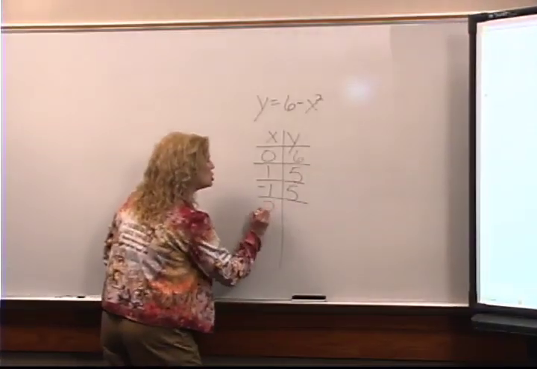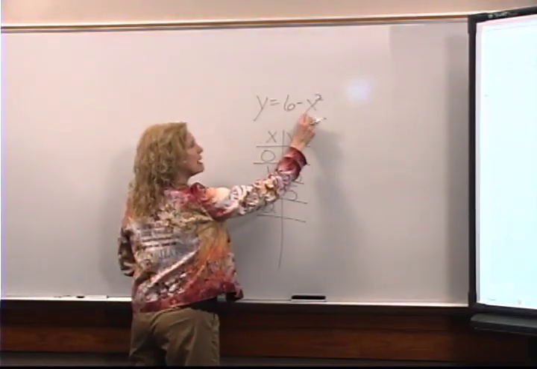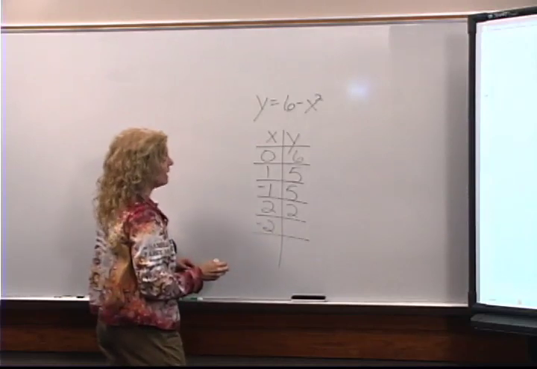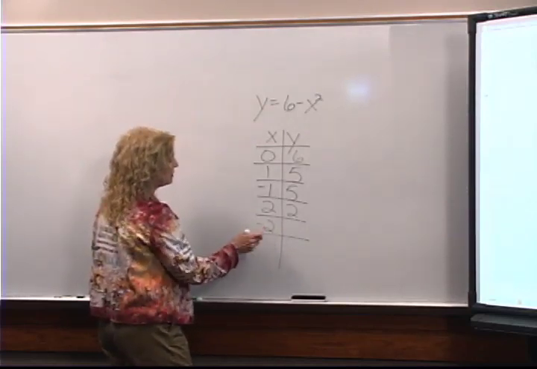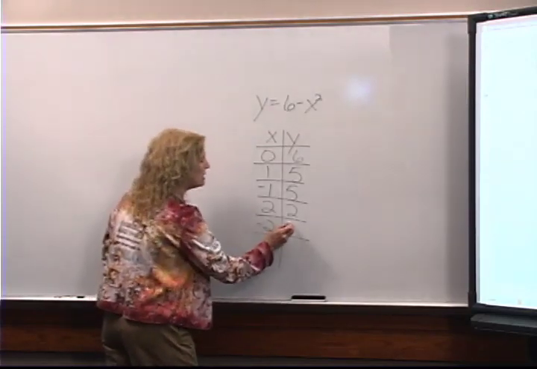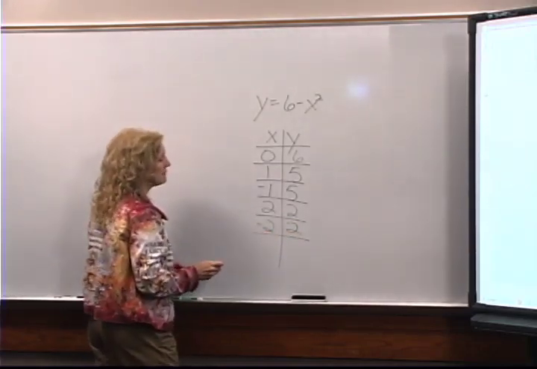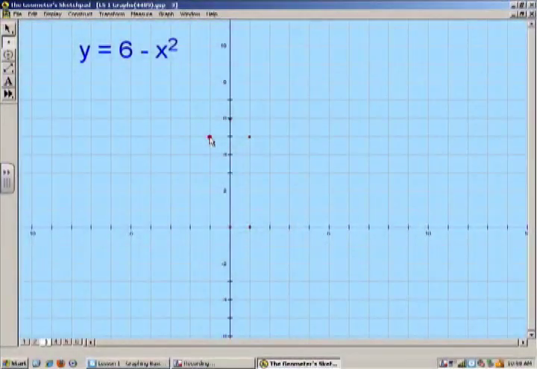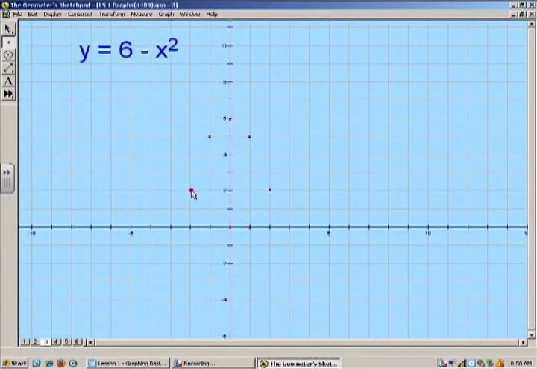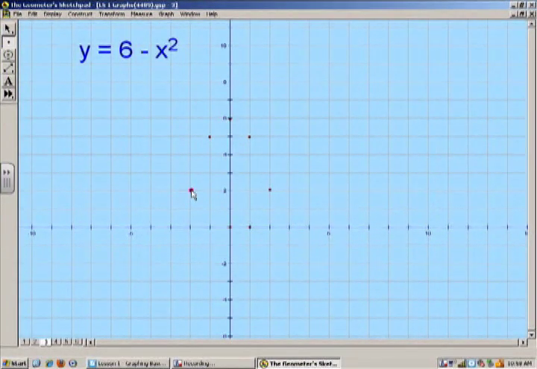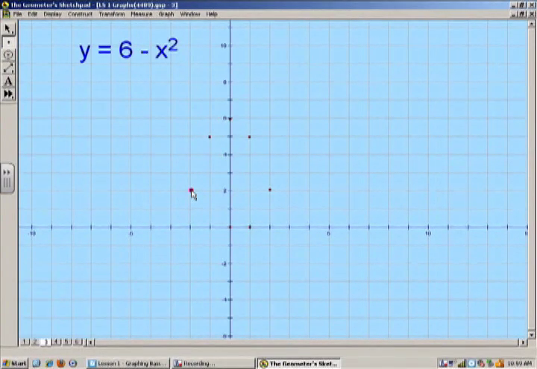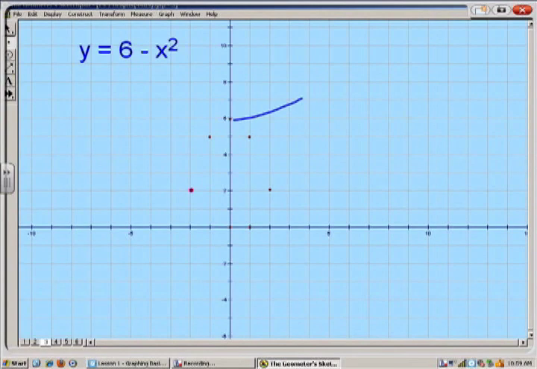Okay, if x is 2, 6 minus 4 would be 2. What if x is negative 2? I would have 6 minus 4, I'd have 2 again. Okay, so let's put those guys in. I've got 2, 2, I've got negative 2, 2. Well, that's looking pretty cool. Hey, you know, I do have my y-intercept. It's always nice to have a y-intercept.